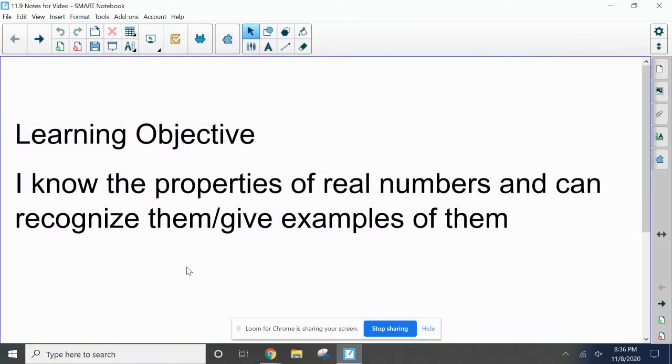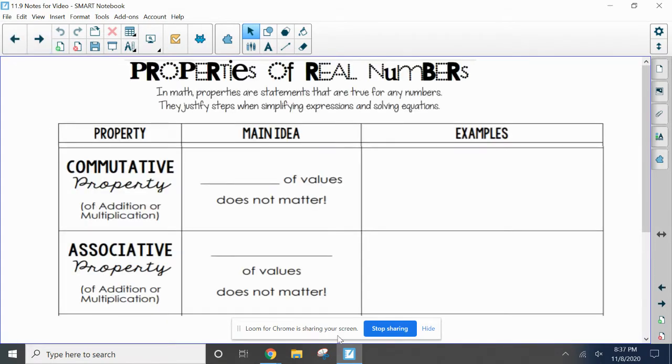Our learning objectives are that we know the properties of real numbers and can recognize them and give examples of them. So if you haven't already, there is a chart that goes with this that I've posted to Schoology, so you can print that and fill it out as we go along. Otherwise, you can write down the properties and the definitions and the examples as we go through it for an easy grade on Schoology. So let's go ahead.